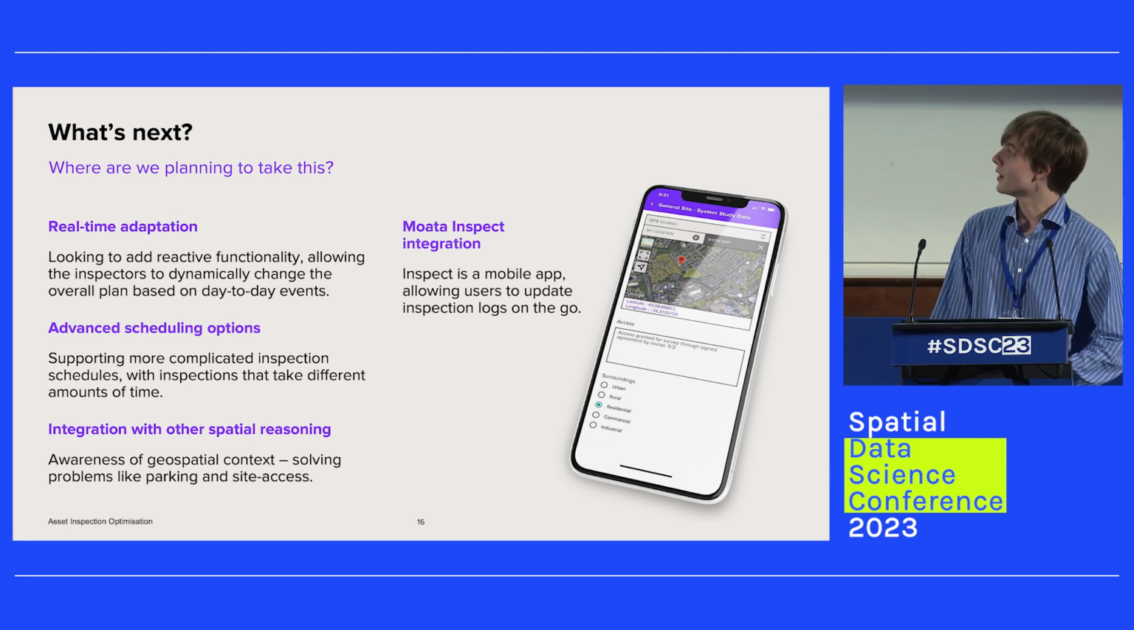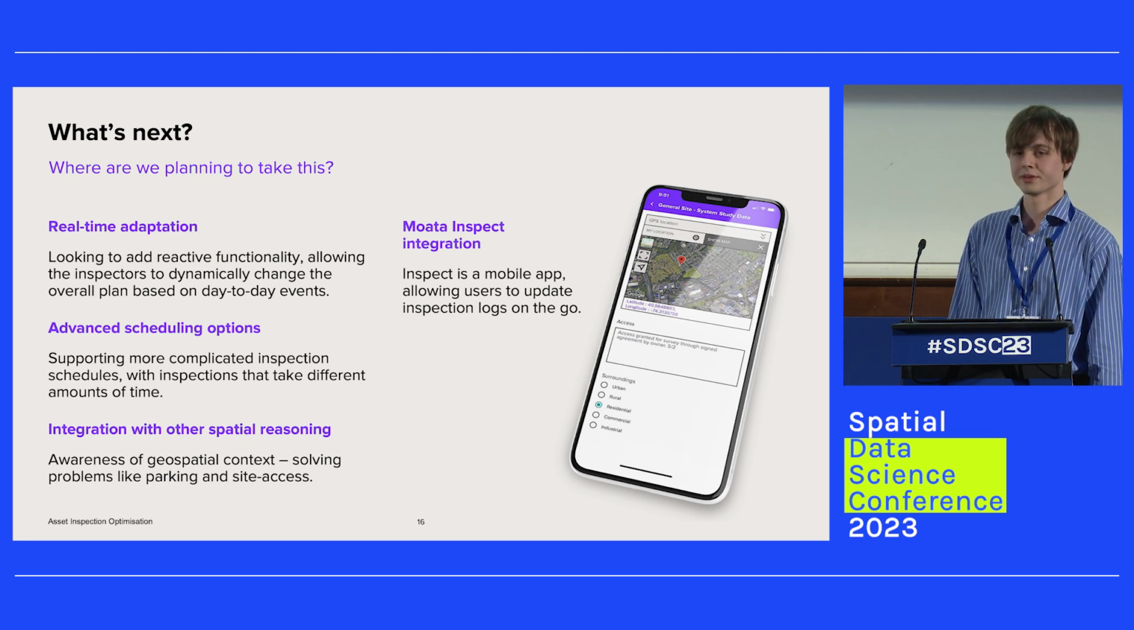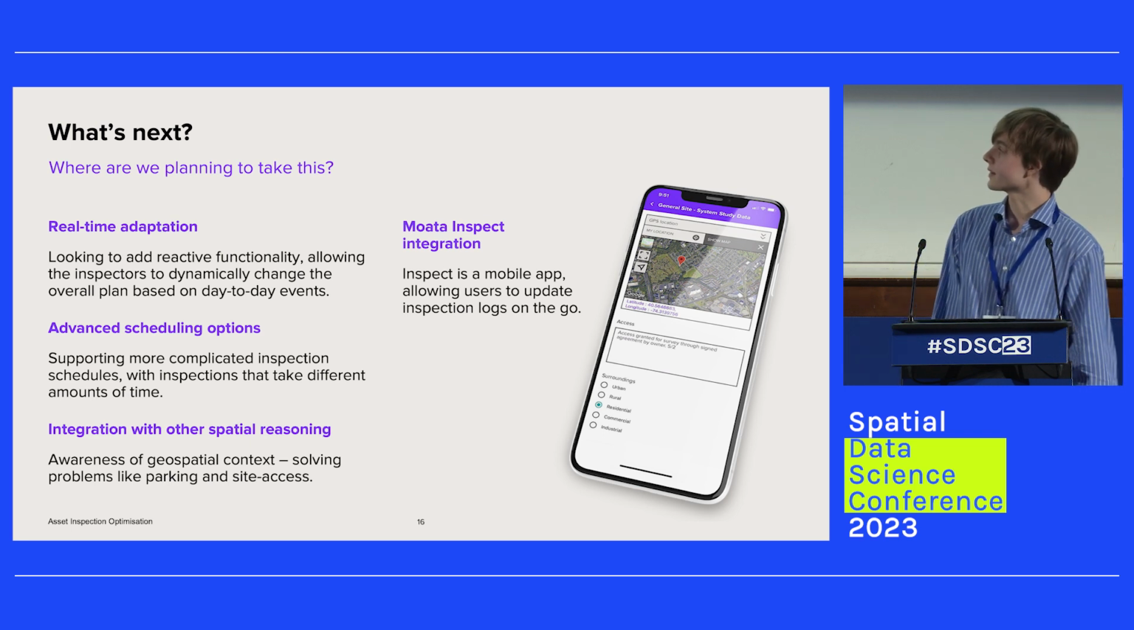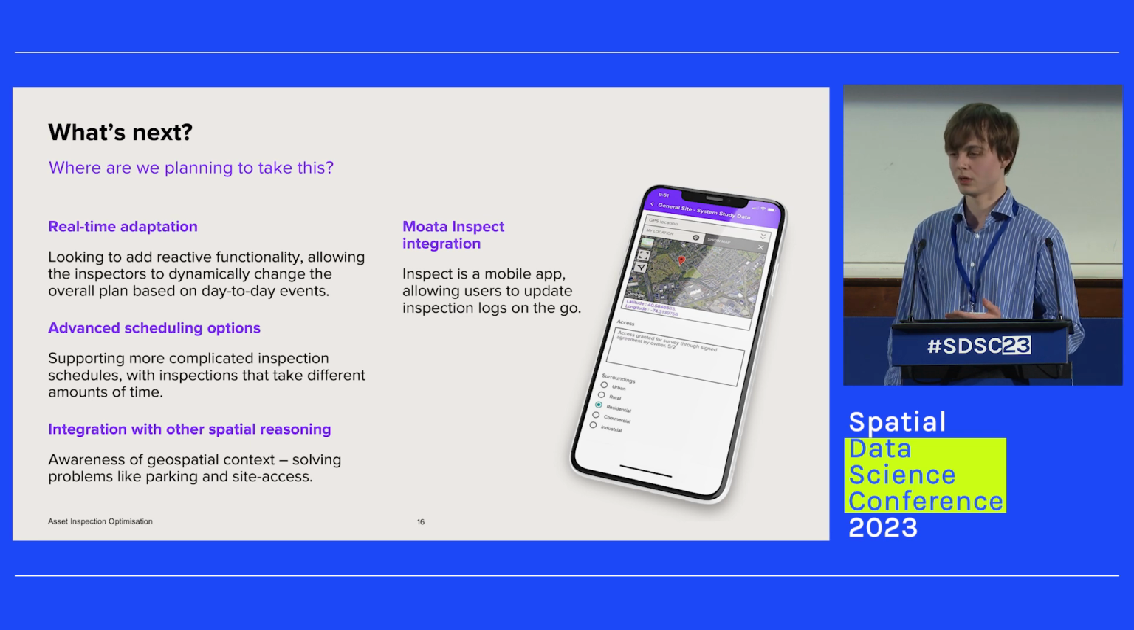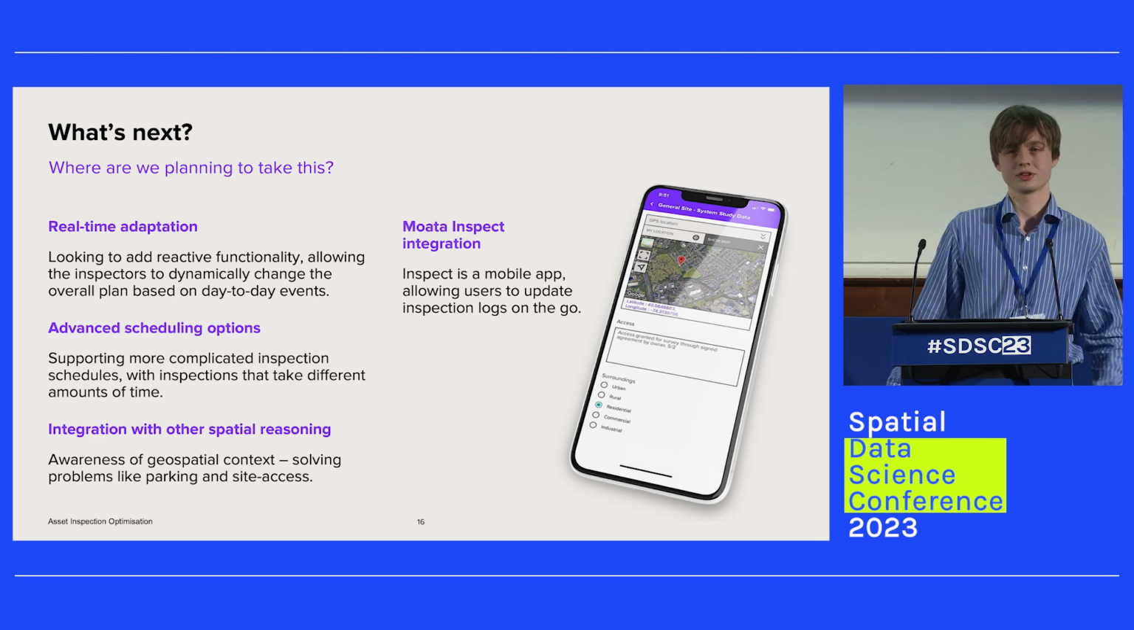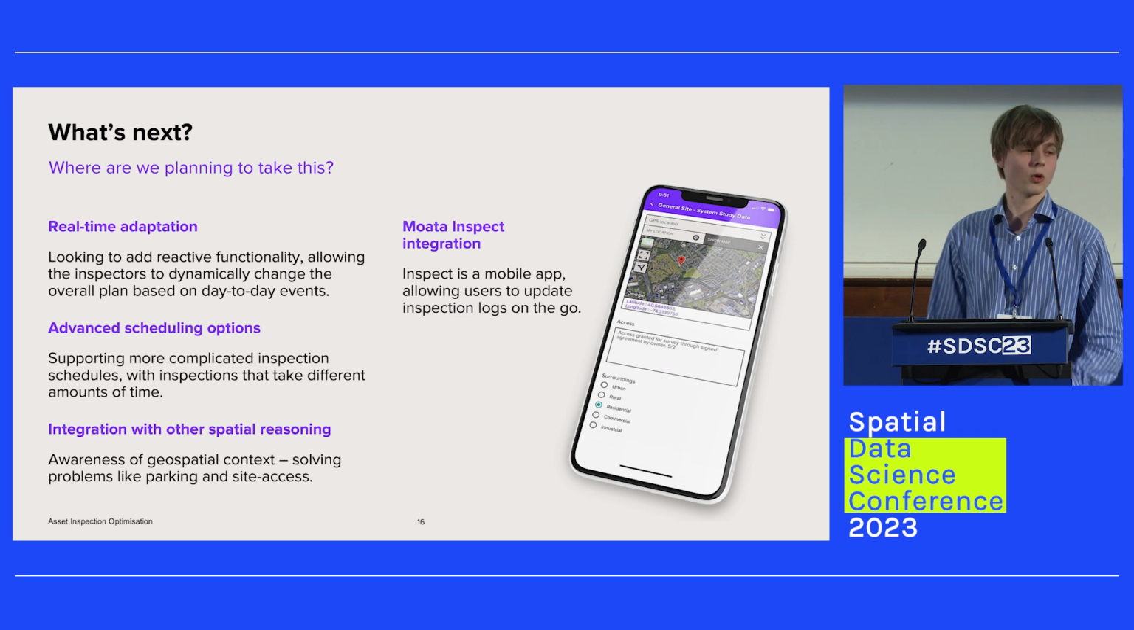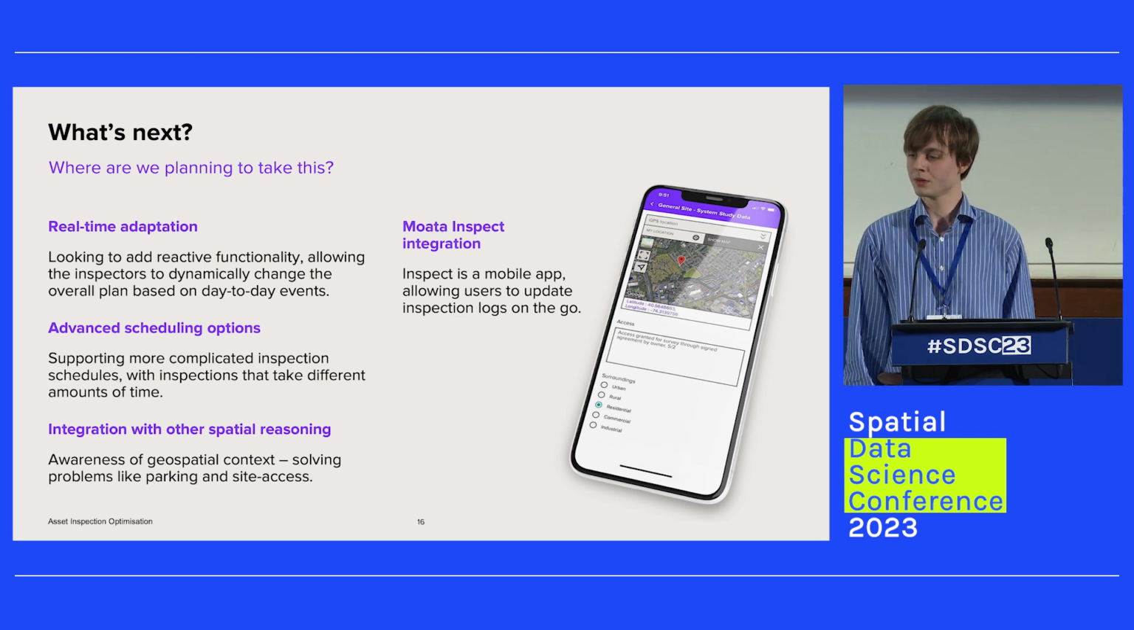And then also, there's just other spatial reasoning we could integrate with this. Like, I mentioned land access, but things like, if you have to close a road, locating bridges on the same road and just checking you're doing everything, or aligning with other council works.